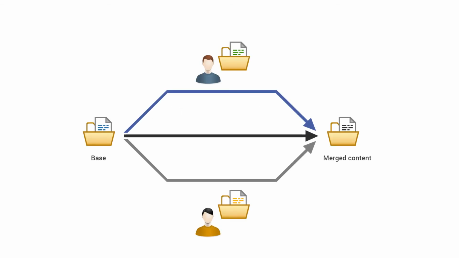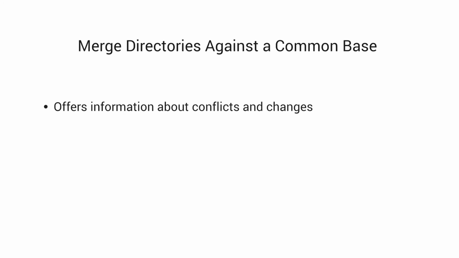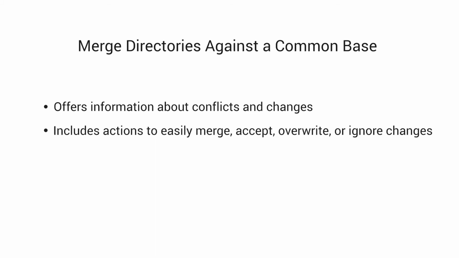Oxygen allows you to perform three-way comparisons on directories to help you identify and merge changes between multiple modifications of the same directory structure. This is especially helpful for teams that have multiple authors contributing documents to the same directory system. It offers information about conflicts and changes, and includes actions to easily merge, accept, overwrite, or ignore changes.